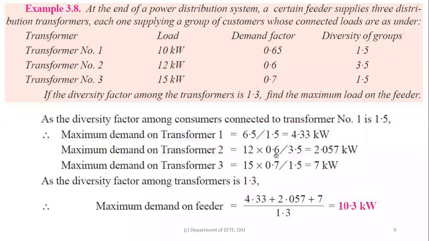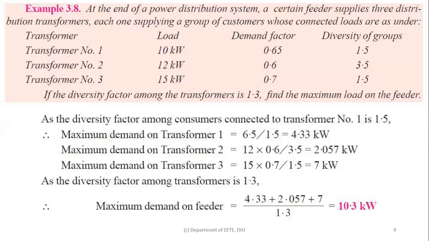Okay. So when they find out the maximum demand for every transformer, as the diversity factor among all the transformers is given as 1.3, they just sum all three maximum values and divide by the diversity factor, and they get 10.3 kilowatt. Sorry, the value was 10.3.